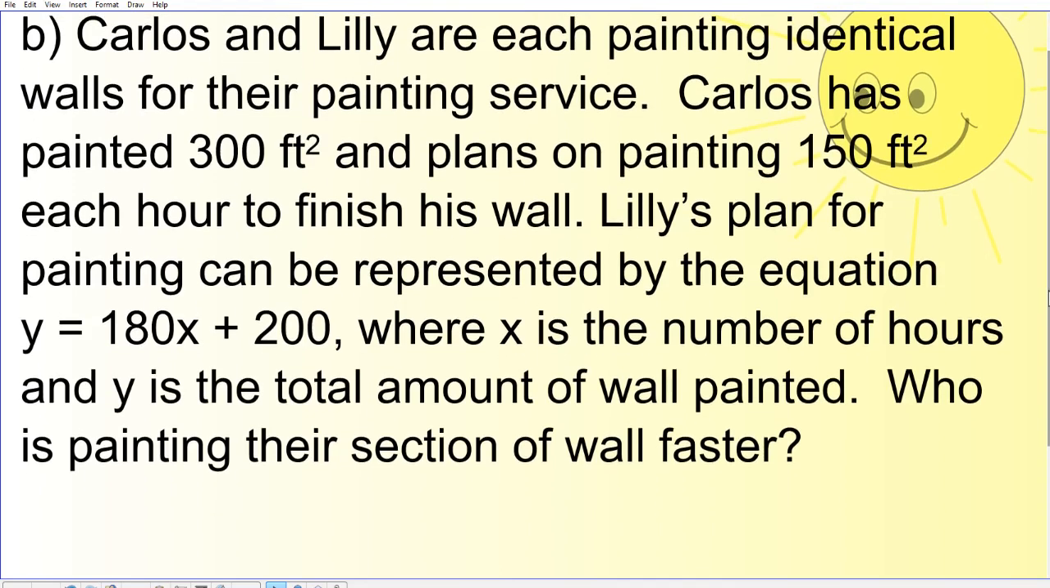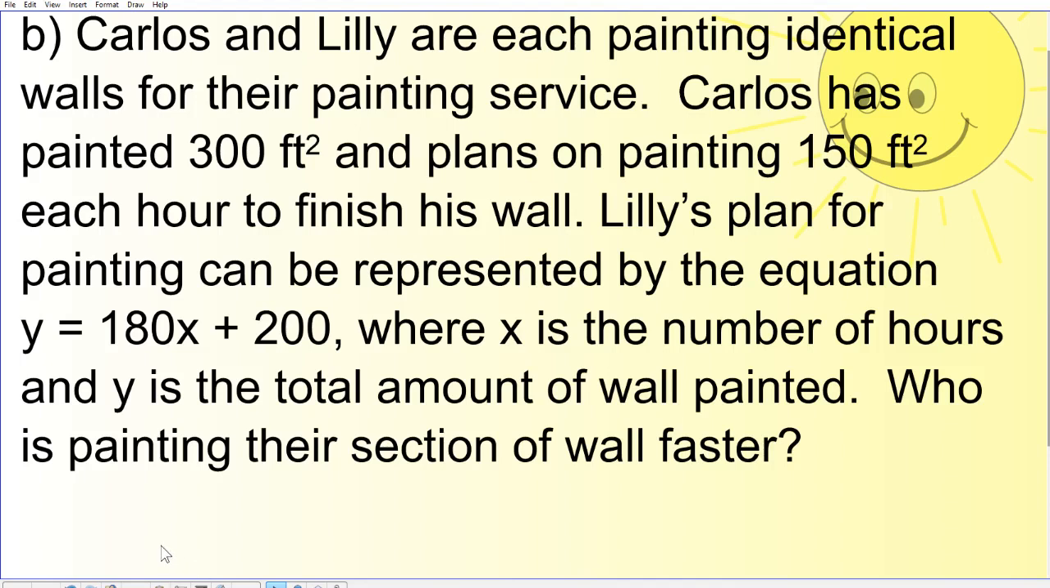Carlos and Lily are each painting identical walls for their painting service. Carlos has painted 300 feet squared and plans on painting 150 feet squared each hour to finish his wall. Lily's plan for painting can be represented by the equation y equals 180x plus 200, where x is the number of hours and y is the total amount of wall painted. Who is painting their section of wall faster?